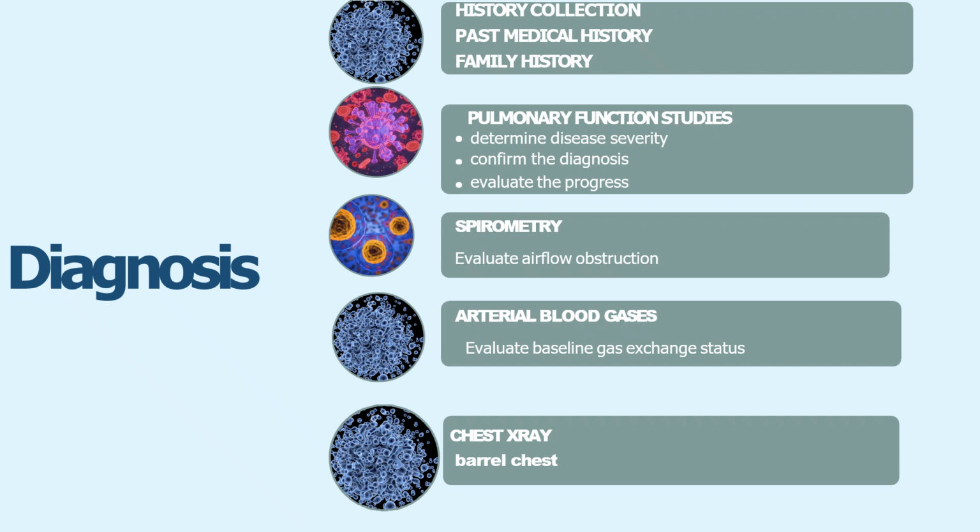So this ratio should be 0.7 or 70%, above 70%. Now, if you have chronic obstructive pulmonary disease, in that case, it will be less than 70% or 0.70. And that will tell you that the patient is having COPD. Next, we come to the ABGs. ABG always decides the baseline gas exchange status.